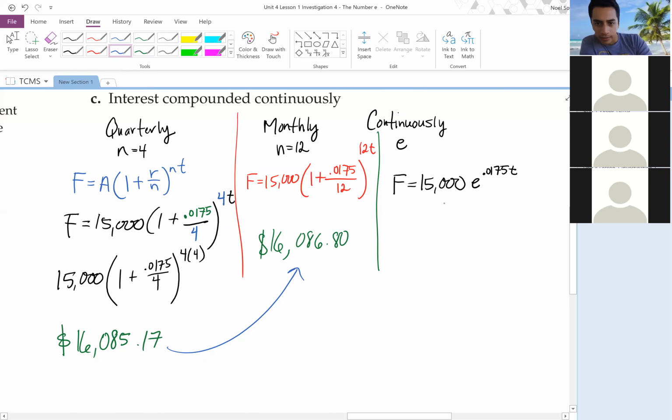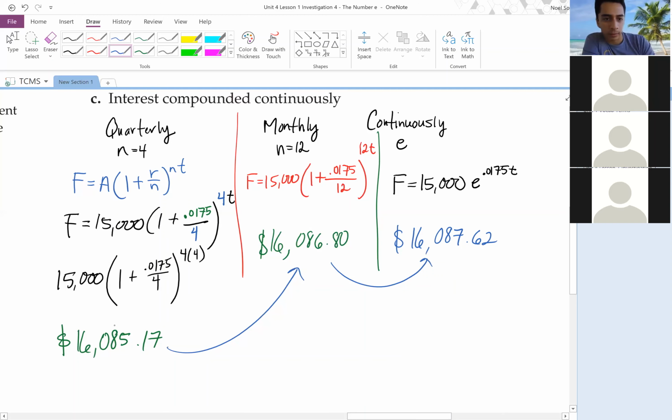Okay, and then now let's take a look at what continuously can generate for us. All right, so 15,000 times e to the 0.0175 times the 4 years. And if you can see this value down here, then that's 16,087 with 62 cents. Okay, so you see it's a slightly larger amount.